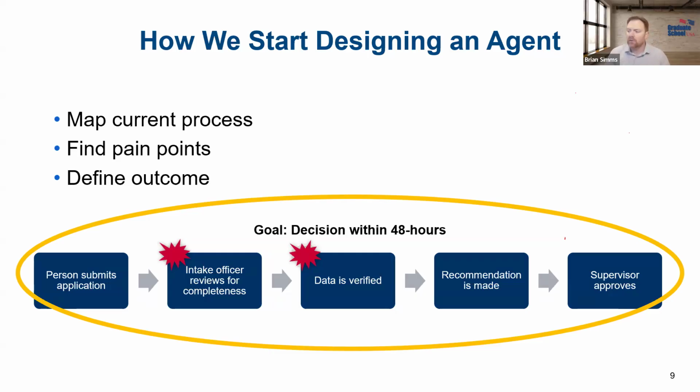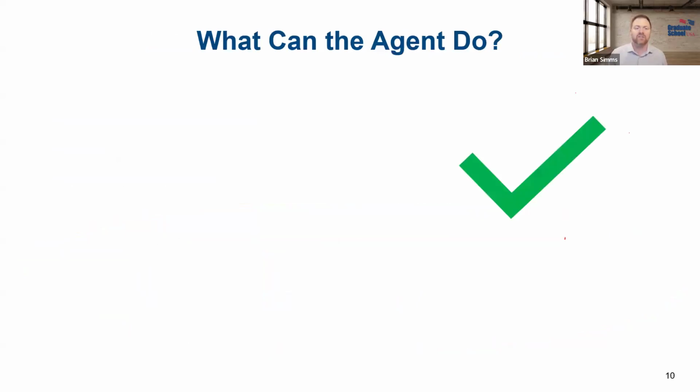Organizations will often try to automate this entire process at once. Don't do that. Start with a single pain point, where, like, 50% of the time here is this data verification. Great. That's going to be our first agent, and its entire existence, its whole job, is going to be to do that one thing. So we have to think through that process if we want to start designing an agent.